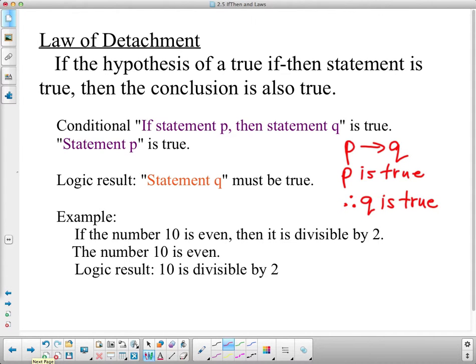Okay. So this has to be true to start with. So you can't just make up a nonsense thing for this one. Okay, so I tried to make an example that is true. If the number 10 is even, then it is divisible by 2. So that's a true statement. The number 10 is even. That's a true statement also. So putting those thoughts together, well, if the number 10 was even, it said it's divisible by 2, so logically 10 is divisible by 2. This thinking process is referred to as the law of detachment.